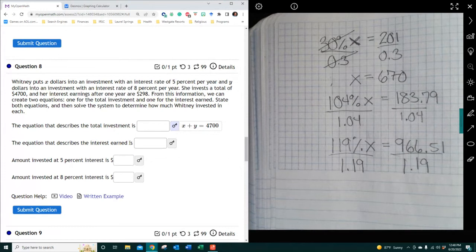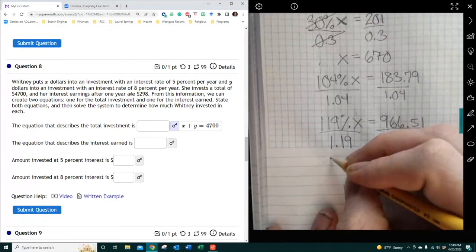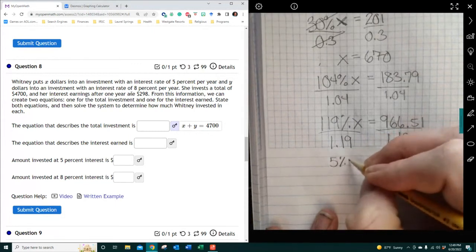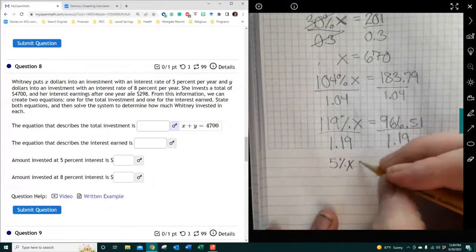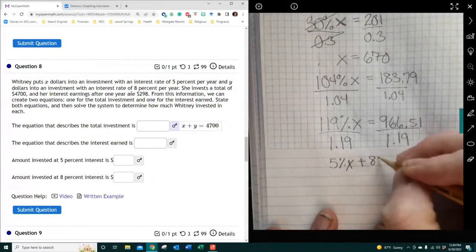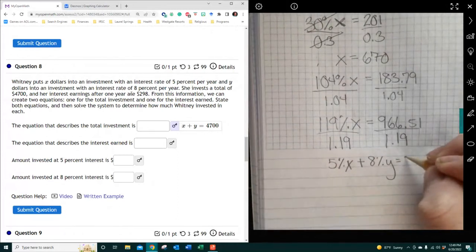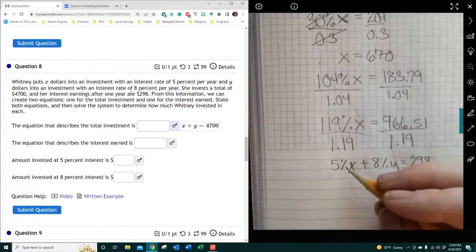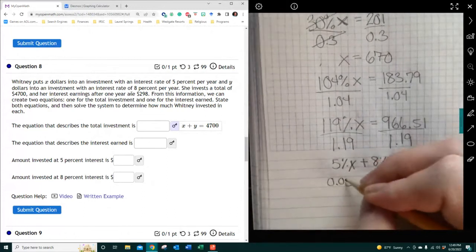Now the equation that describes the interest earned. All right. The thing we're talking about with the interest earned is that it's 5% of some value. We're going to say that's X, right? And then Y dollars at 8%. So plus 8% of Y equals the $298 worth of interest. Now, we don't like expressing it in percentages, so we can go ahead and put it as decimals.